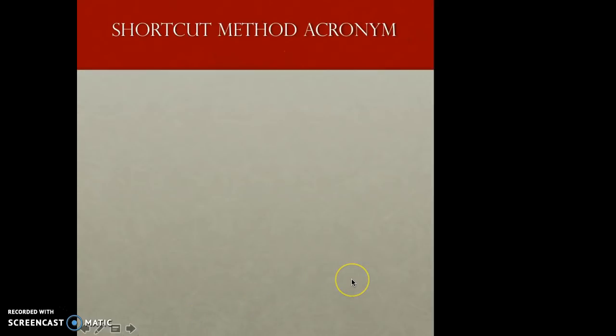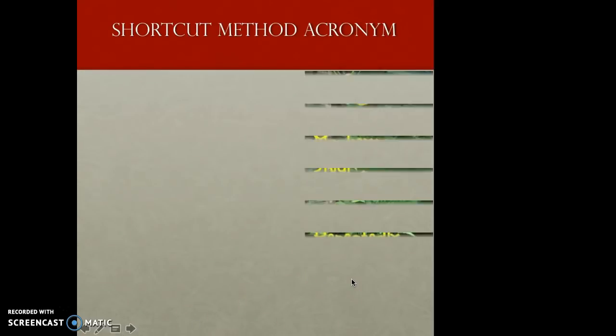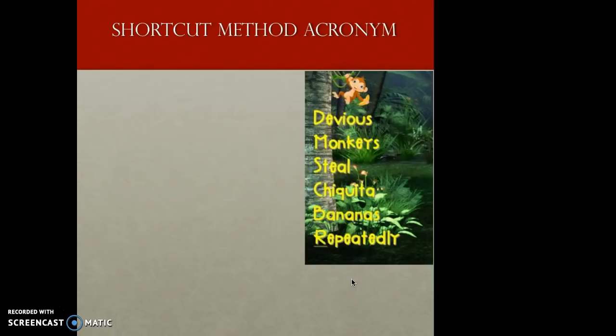All right, so we have a helpful little acronym to help us. Notice our little poster says devious monkeys steal Chiquita bananas repeatedly. Devious means sneaky. So devious monkeys steal Chiquita bananas repeatedly. Now, why is that important? This helps us remember the steps in division.